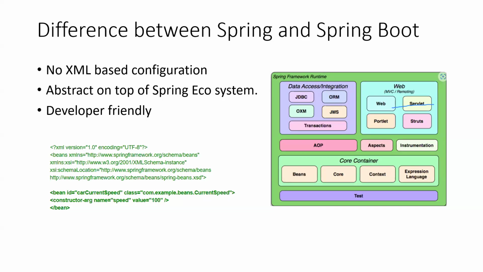Now in the Spring Boot world, you don't have to do that kind of manual XML-based configuration. There is no XML-based configuration. You can directly go to your class and give an autowire annotation, and Spring Boot will take care of it automatically. We don't have any XML file where you have to declare the beans. In Spring Boot there is no XML-based configuration, and it is an abstraction on top of the Spring Eco world.